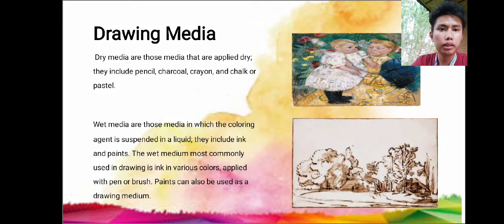First is drawing media. Dry media are those media that are applied dry. They include pencil, charcoal, crayon, and chalk or pastel, like the image provided. Wet media are those media in which the coloring agent is suspended in a liquid. They include ink and paints. The wet medium most commonly used in drawing is ink in various colors, applied with pen or brush. Pens can also be used as drawing medium.